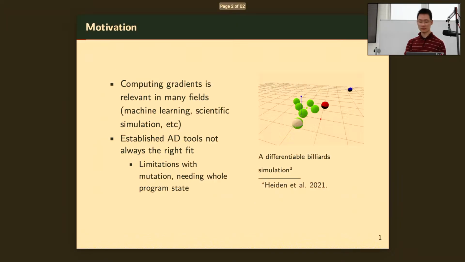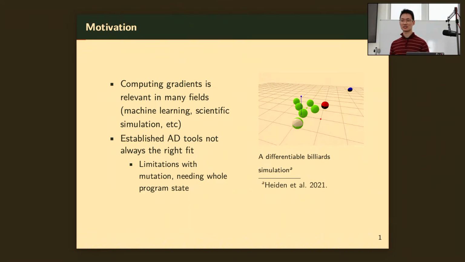So as I'm sure we're all familiar, gradients are useful in a variety of fields, and automatic differentiation allows one to generate a program that computes the gradient of a function expressed as a computer program. Here we see one such instance. We're differentiating through an entire physics simulation of a billiards table. We can differentiate through the angle and force applied to the white ball to optimize the objective of getting the red ball as close as possible to the target blue ball.